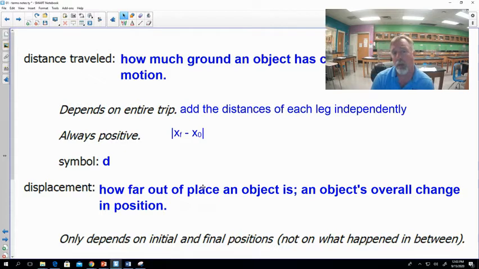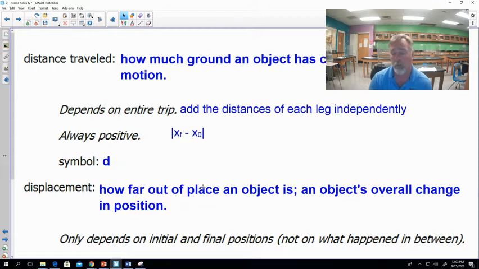Now, this only depends on our initial and our final position. It doesn't matter what happened in between. So if I went from point A to point B to point C to point D to point E, all that matters is we ended at point E, we started at point A, how far apart are those 2 points? Doesn't matter how we got there.